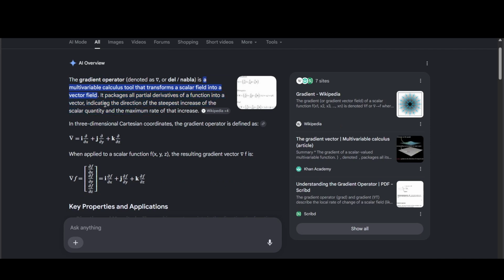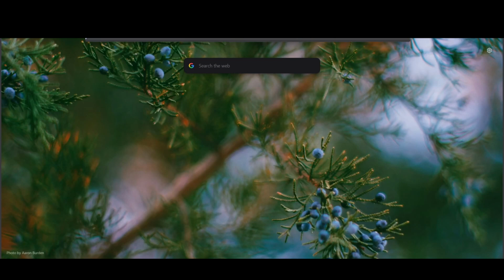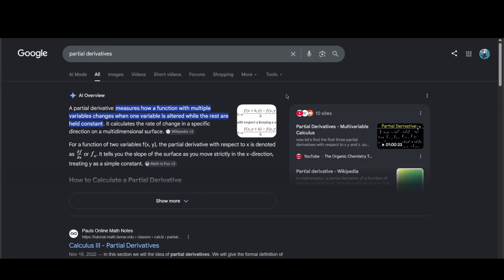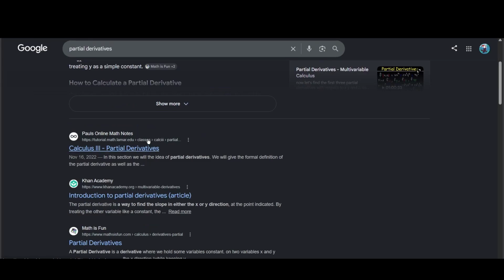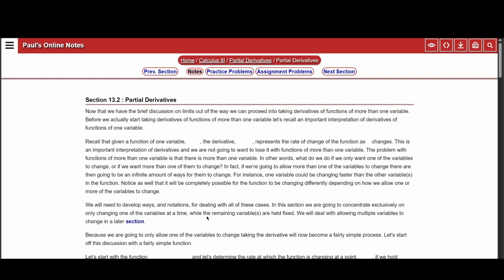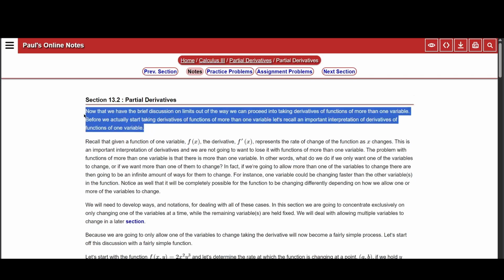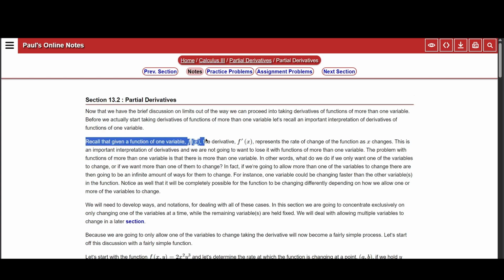Very sorry for the abrupt interruption. So let's go back to the equation. Now that we've got a better idea of what a scalar field and a vector field is, let's go back to the gradient operator. It packages all partial derivatives of a function into a vector. So we're dealing with partial derivatives here. I've already gone through that. I haven't gone through that yet.